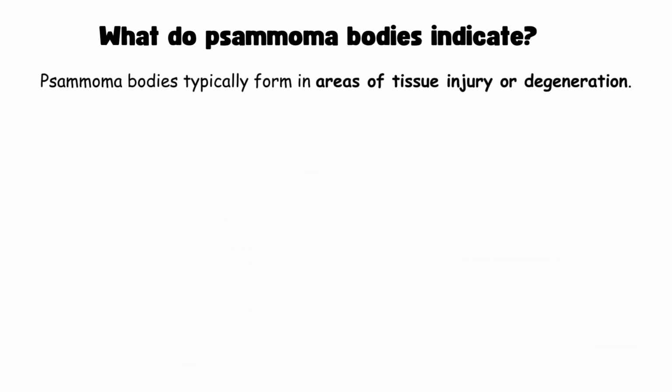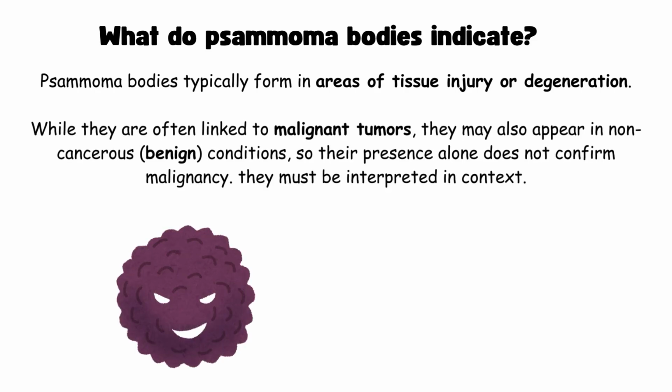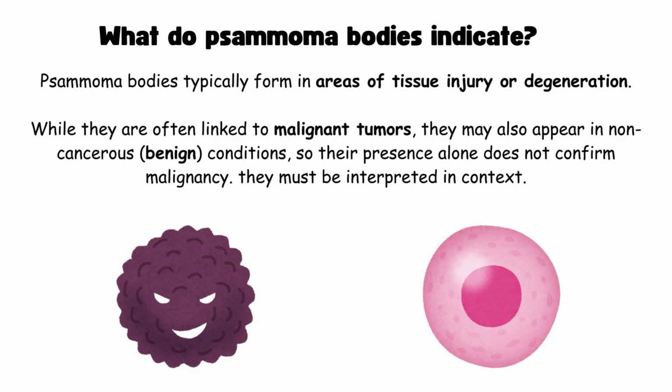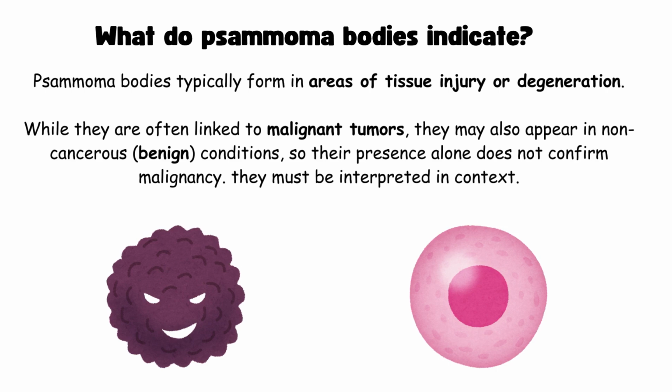What do Psammoma bodies indicate? Psammoma bodies typically form in areas of tissue injury or degeneration. While they are often linked to malignant tumors, they may also appear in non-cancerous, benign conditions, so their presence alone does not confirm malignancy. They must be interpreted in context.